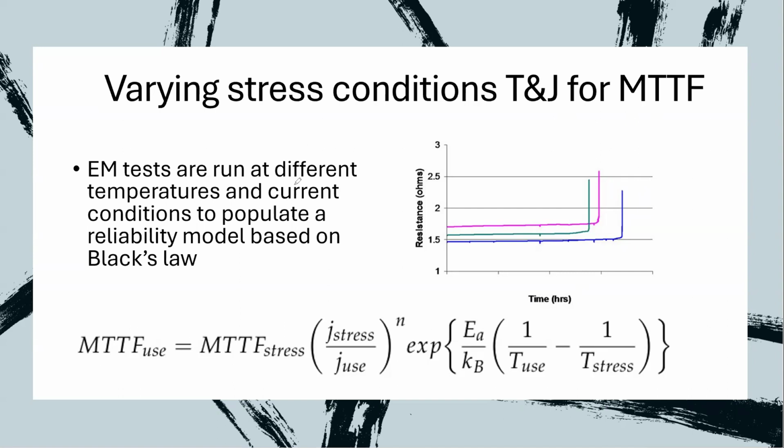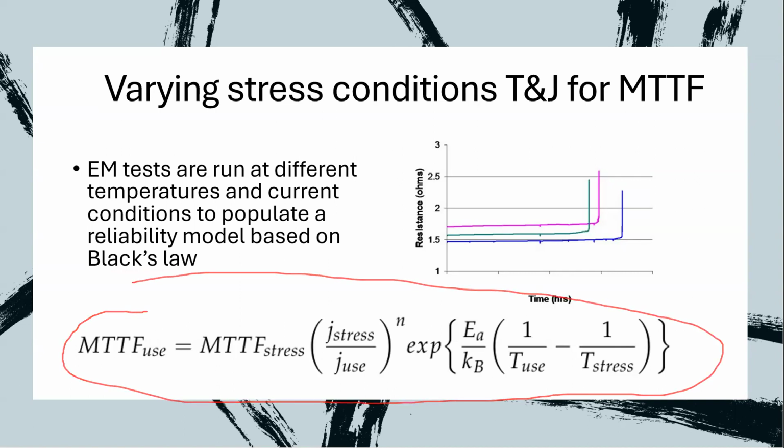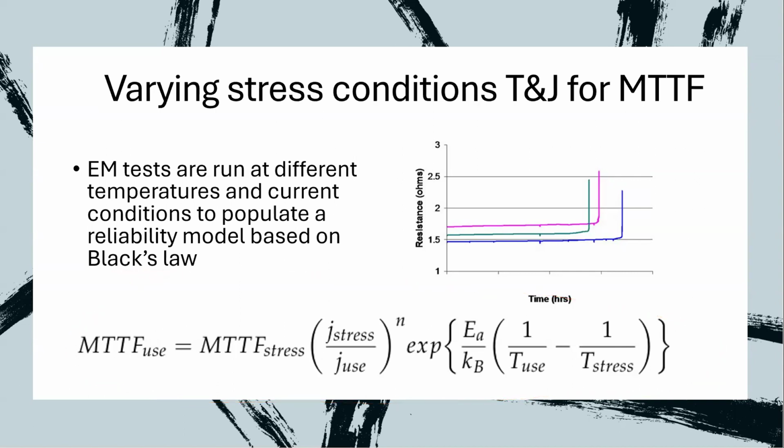So the EM test is run at different temperature and current conditions to populate a reliability model based on Black's law, is what you do, right? This is Black's law. Black's law is very straightforward. Let's review that a little bit once again, and then show you the curve. I should show you the Black formula. Where is it? I want to remind you what it looks like.